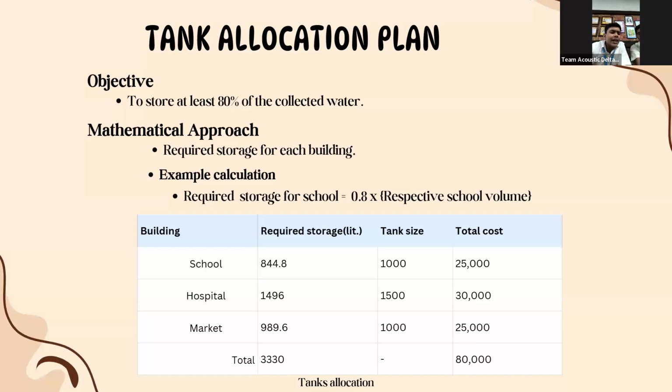Then we planned tank allocations accordingly. In school, required storage in liters is 844.8. It means 80% of the total water collected in the school, that is 1,056 liters. And tank size would be 1,000 liters and total cost is 25,000. Like that, hospital and market are there, and the total cost would be 80,000 rupees.